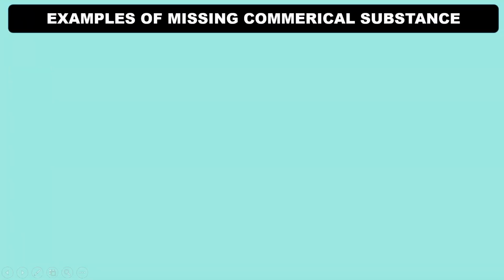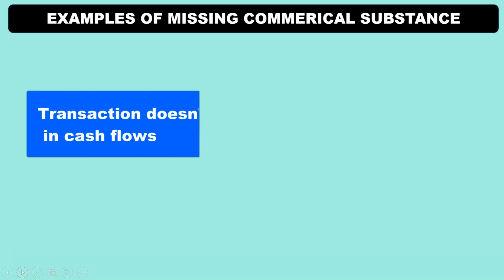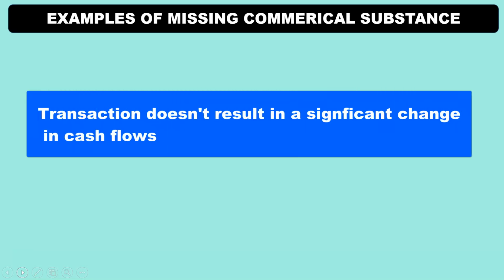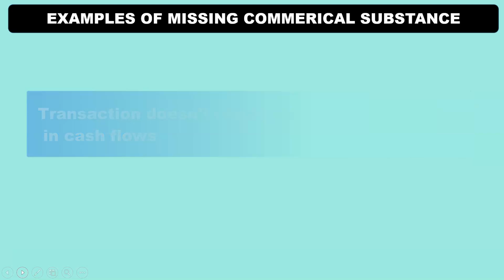Our next topic: examples of missing commercial substance, is really important. Let us delve into it. When commercial substance is lacking, it means that the transaction does not result in a significant change in the cash flows or economic position of the entities involved. Here are some examples of situations where commercial substance may be missing.